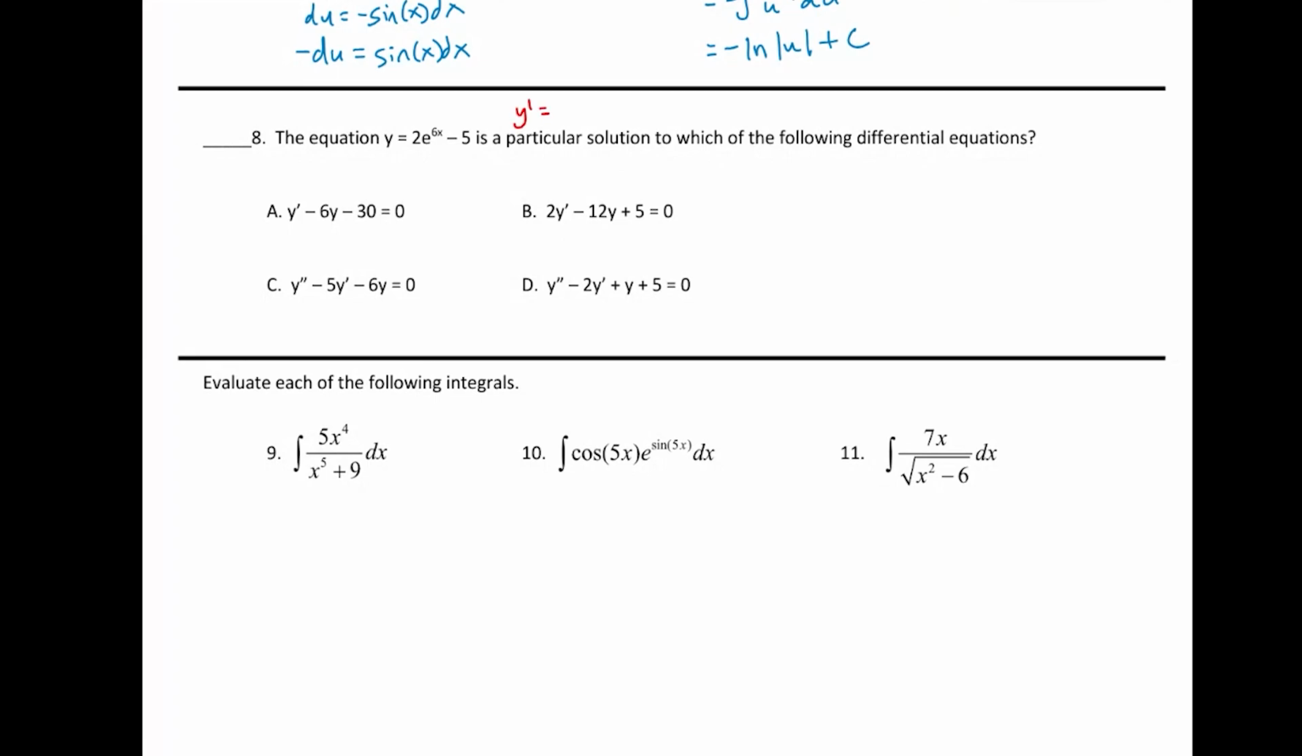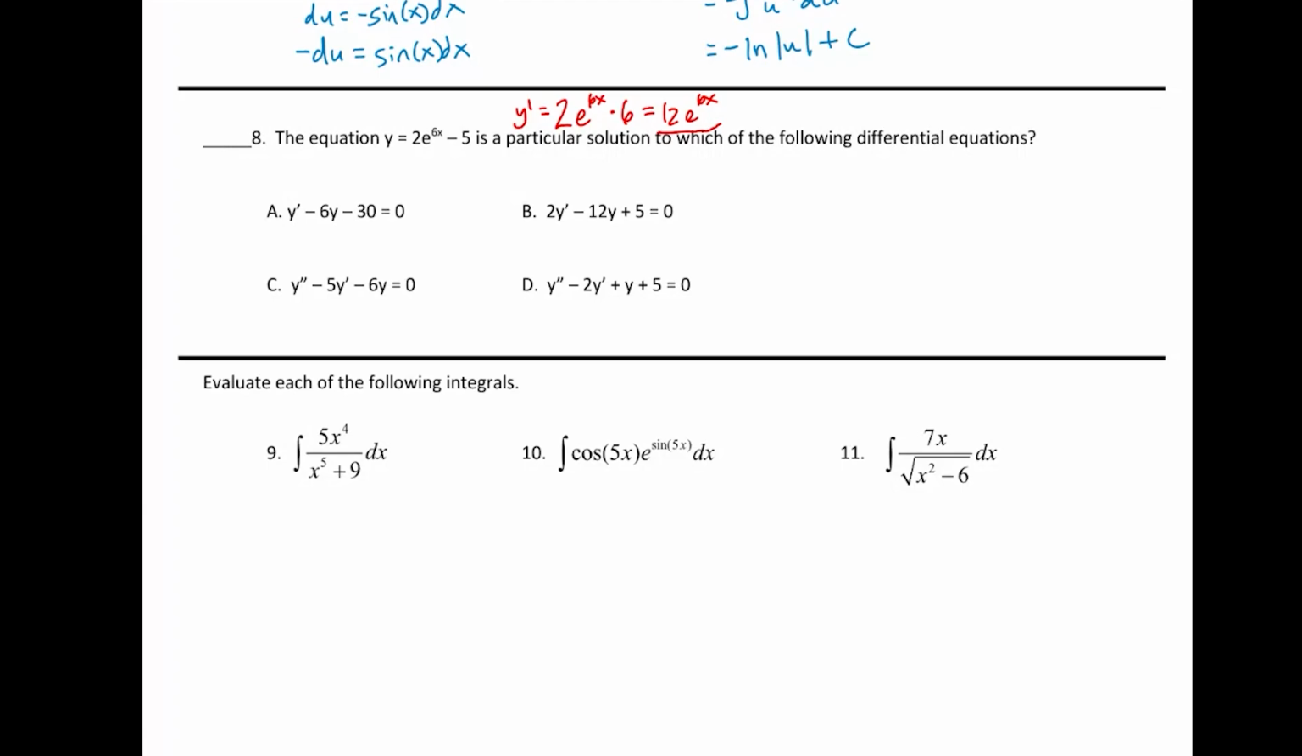Y prime is going to be the derivative of 2 times e to the 6x. Differentiating that is going to require the chain rule because we have a composite function. If it was just e to the x, we could just say this is going to equal 2e to the x, but it's e to the 6x, so we need a little chain rule here. So it's 2 times e to the 6x times the derivative of 6x, which is 6, so that's going to be 12e to the 6x.